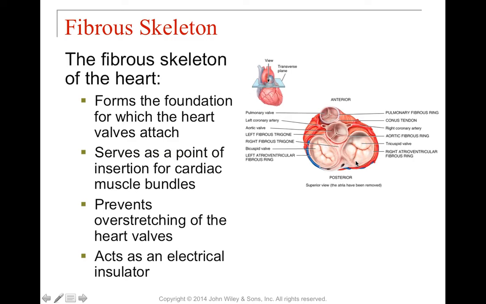They're going to be the difference between the atria and the ventricle, and they are also going to fire at the same time. So these two open, all four closed. These two open, all four closed.